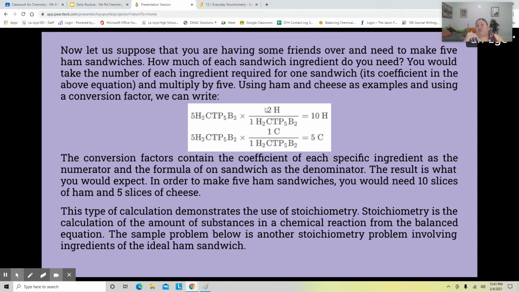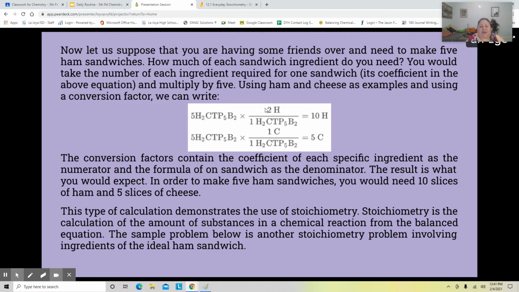And you can do this for every single reactant, every single ingredient in this sandwich. Okay, but I'm not going to do it. I think you can understand that. And plus, we have a sample problem coming up. The conversion factors contain the coefficient of each specific ingredient as the numerator and the formula of the sandwich as the denominator. The result is what you would expect.